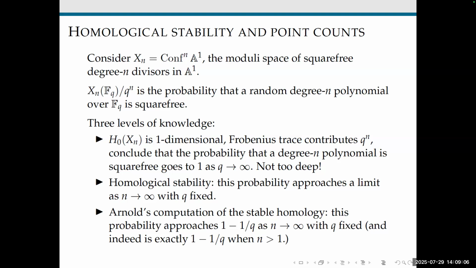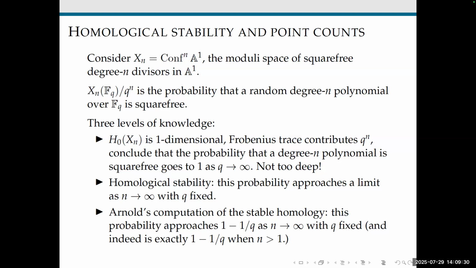I told you that H^0, that this configuration space is connected. That tells you that if you let q go to infinity, the probability that a random polynomial is square-free goes to 1. That's not such a hard fact, but it is true. I mean, it's square-free if only the discriminant vanishes. That's some closed locus. So of course the probability goes to 1 as q goes to infinity.